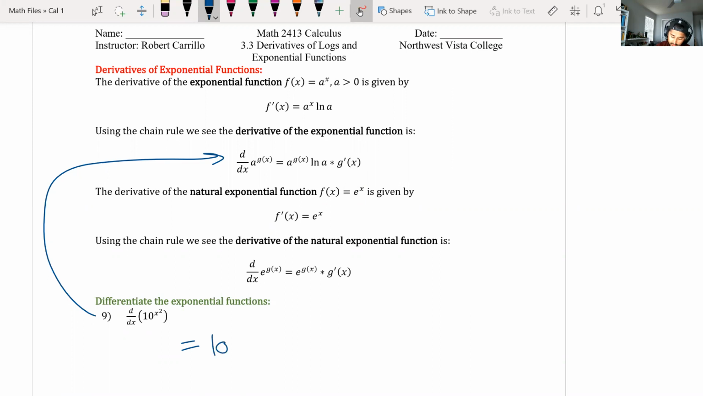Ten x squared times the natural log of... oh, not a, it's going to be the base. I'm sorry, 10. There you go. 10 times 2x. That's it.